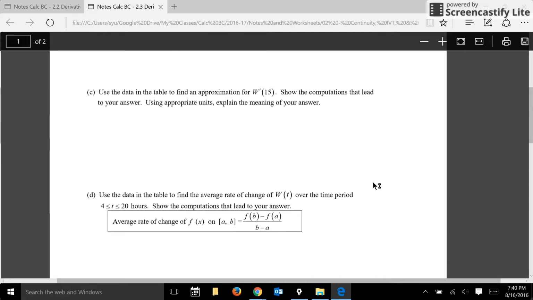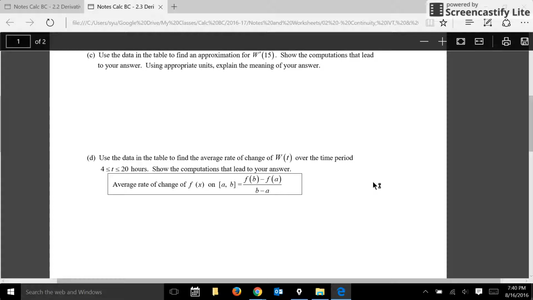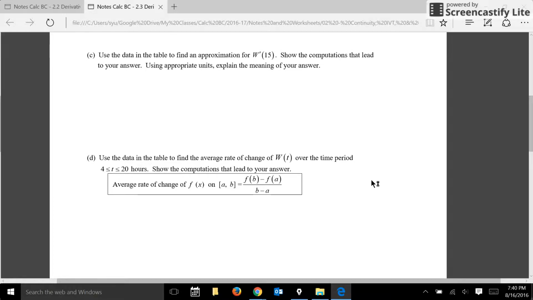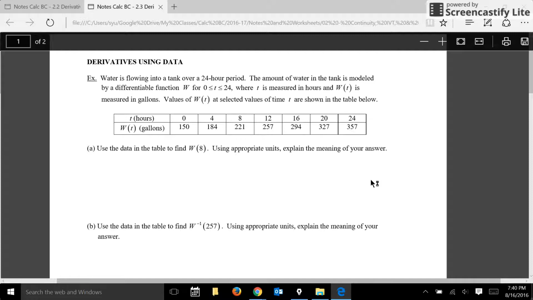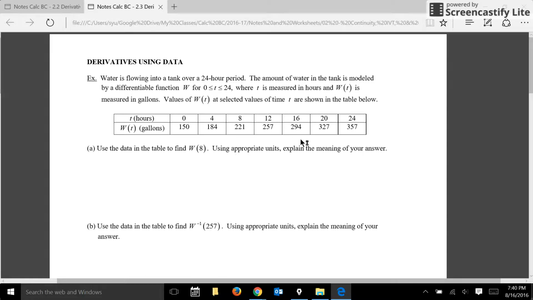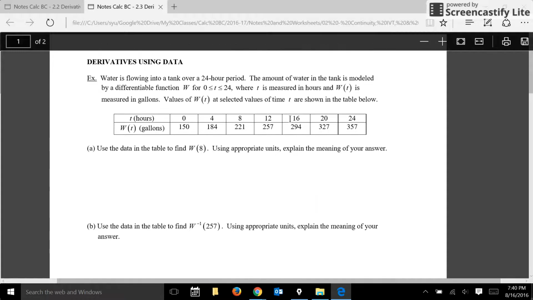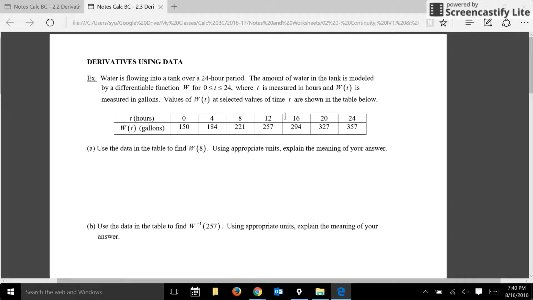Let's keep going. For part C, I am supposed to use the data in the table to approximate W prime of 15. The reason it says approximate is because, first of all, I do not have a function, so I cannot just take the derivative. Second of all, I am not specifically given the time measurement 15, so I don't know anything about that. But what I can do is approximate. I'm going to look at the interval in which 15 will lie. So I know 15 is between 12 and 16.